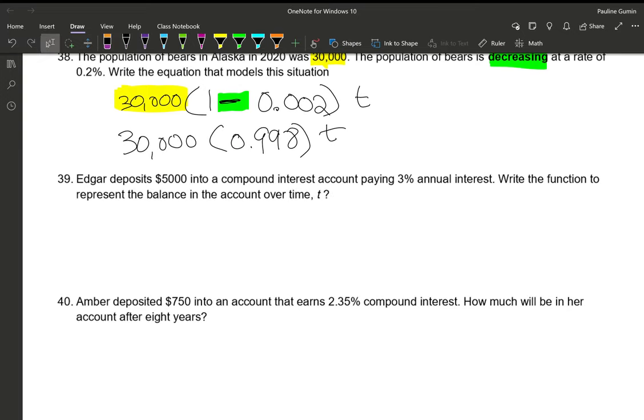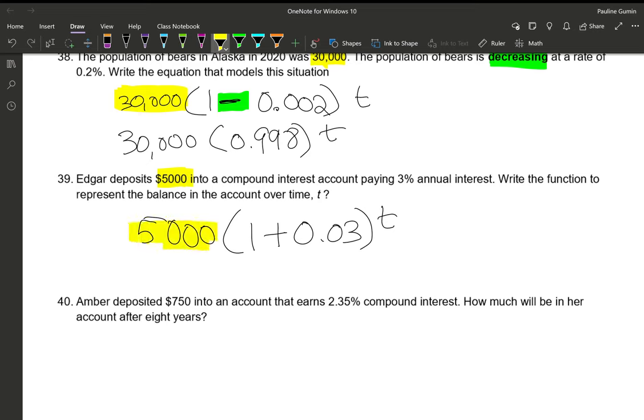Right. Number 39. Edgar deposits $5,000 into a compound interest account, paying 3% annual interest. Write the function to represent the balance over the time t. Okay, so if we're depositing money and gaining interest, that means we are adding, we're growing. So first we begin with 5,000. And then we have 1 plus, because we're growing our money. And 3% as a decimal is 0.03, to the power of t. We can also simplify this just a little bit to make it 5,000 times 1.03 to the power of t.